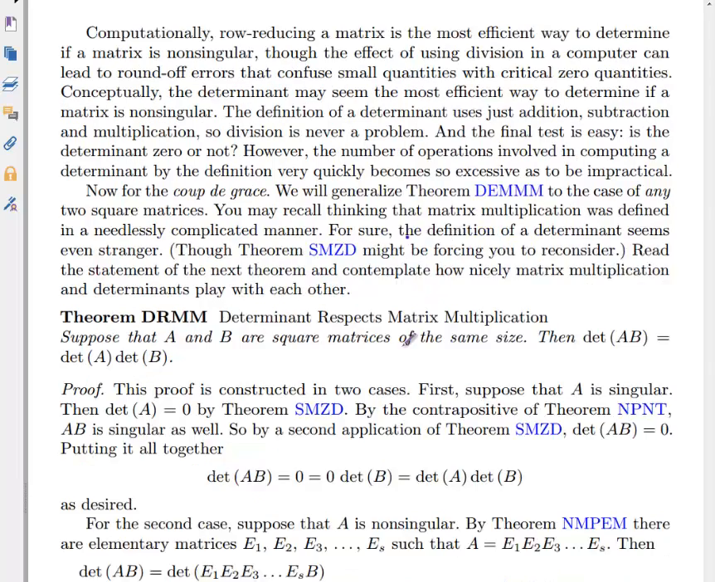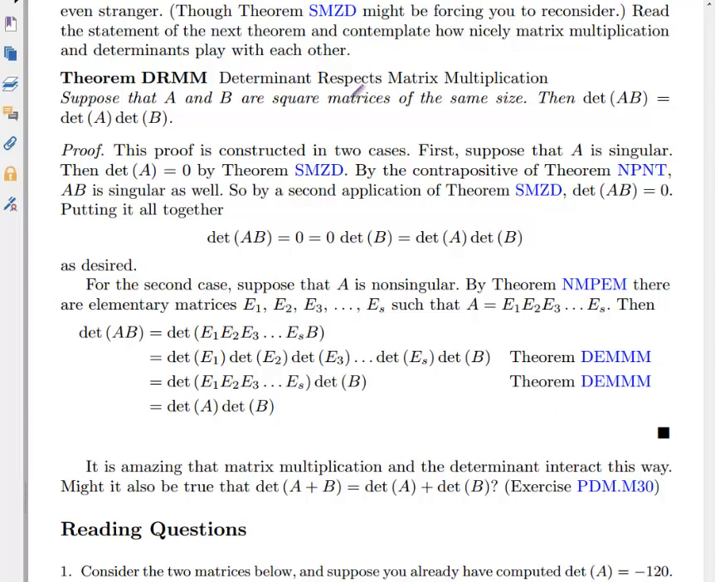Okay, so here's the final theorem. We showed already that the determinant of an elementary matrix times another matrix is the product of determinants. But in fact, we can replace this elementary matrix by any matrix and show that the determinant of the product of any two matrices is the product of the determinants. So I could replace this with a B here if I wanted to, and that'd be det B times det A.